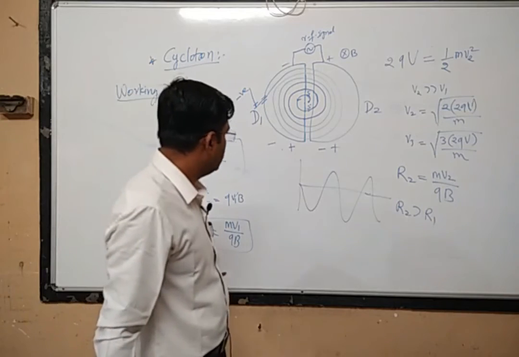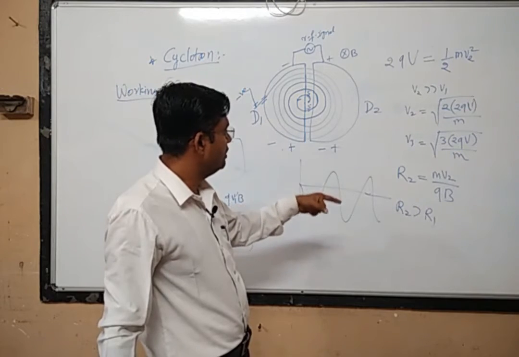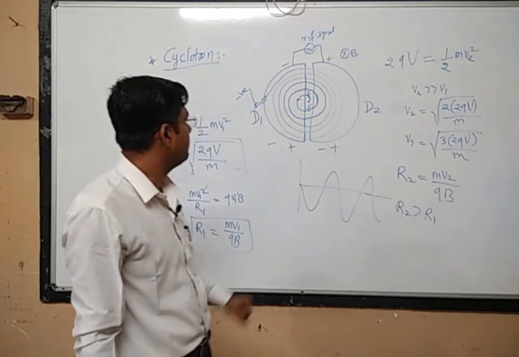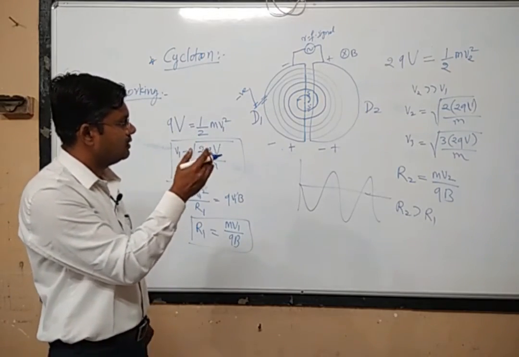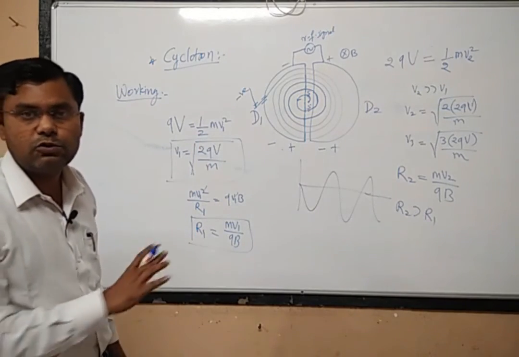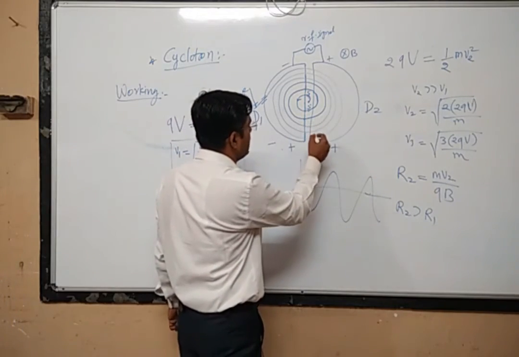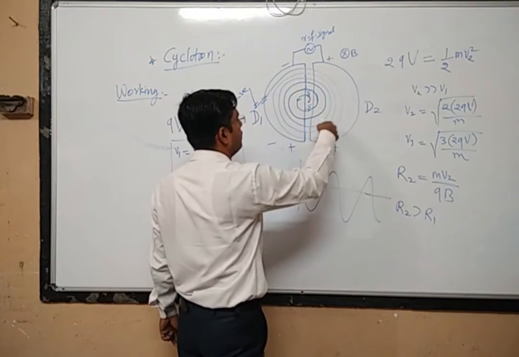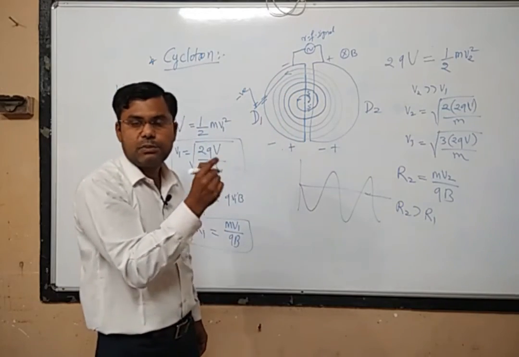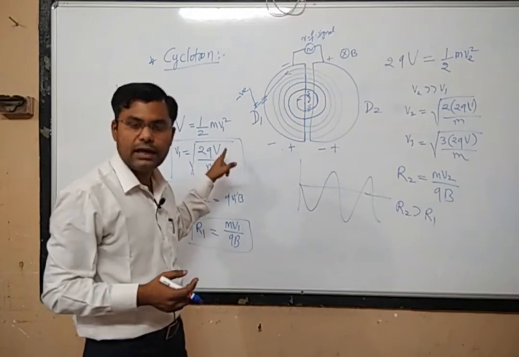Now what we have done up till now, we have found the expression for the velocity during every acceleration, and we have found what will be the radius of the circular path traced by the charged particle again and again. Okay, so this will be the velocity and radius. What will be the maximum energy acquired by the charged particle in this particular device? When the charged particle travels in the outermost circle here, the velocity of the charged particle would be highest, and when the velocity is highest, its kinetic energy would be highest, right?